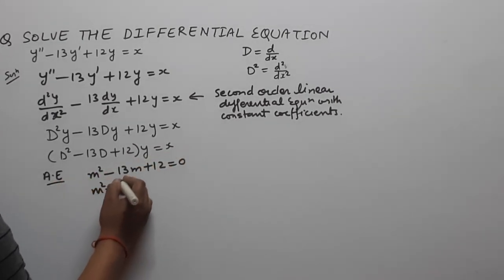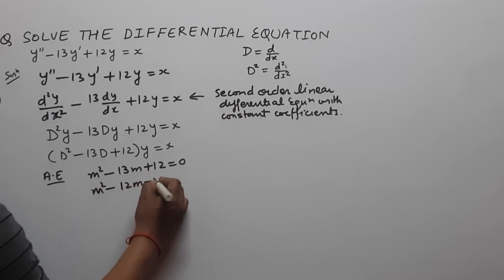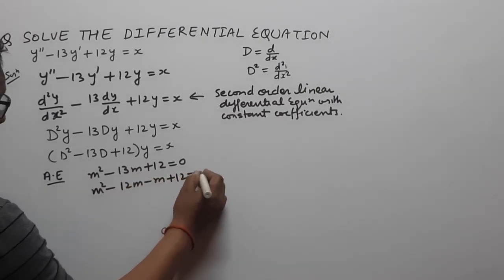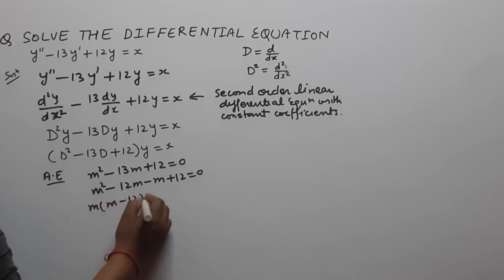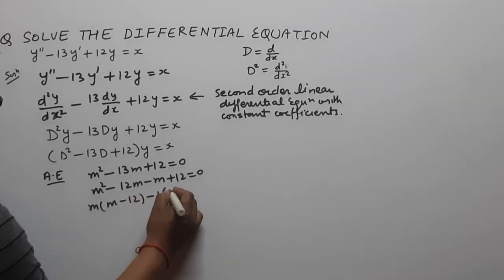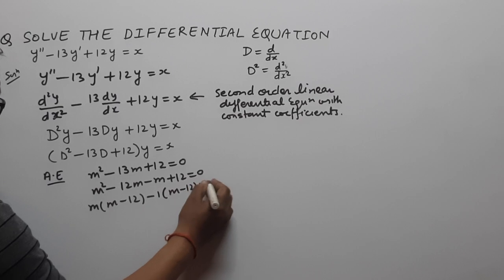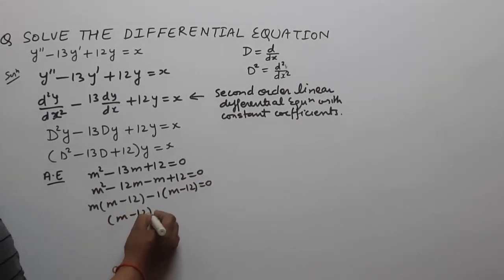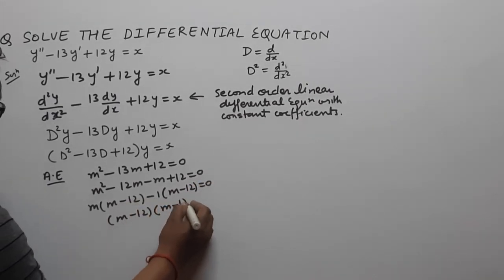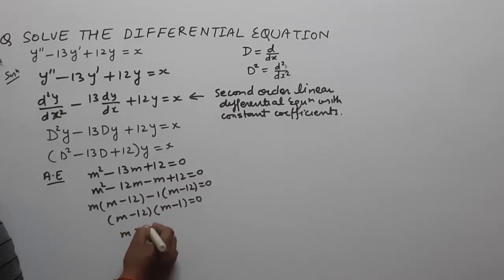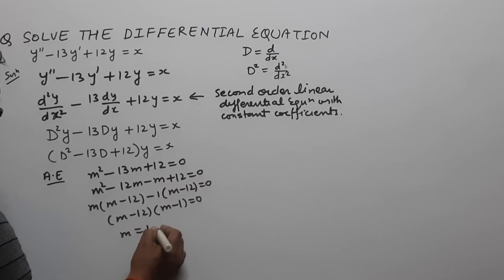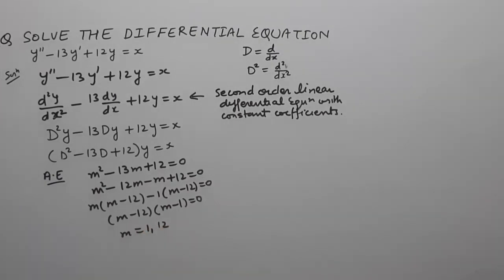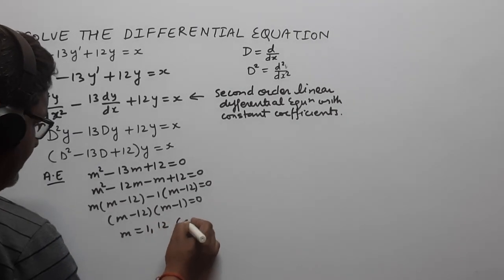This can be written as m square minus 12m minus m plus 12 equal to 0. Now taking m common here, we get m minus 12, and taking 1 common here, we get minus 1 times m minus 12. So m minus 12 is common, and we get m minus 1. So the roots of this auxiliary equation are 1 and 12. You know that these roots are distinct.